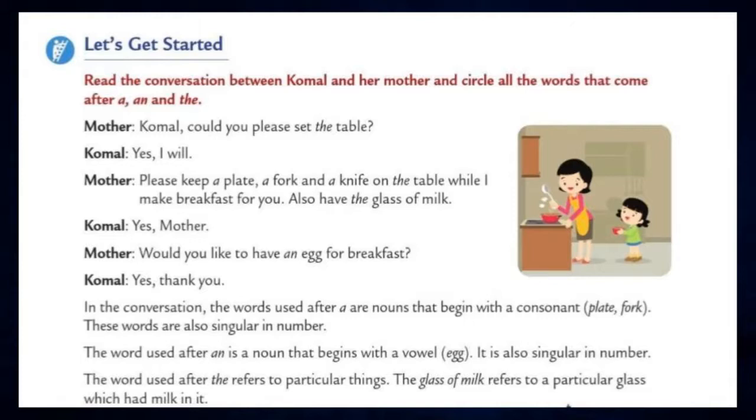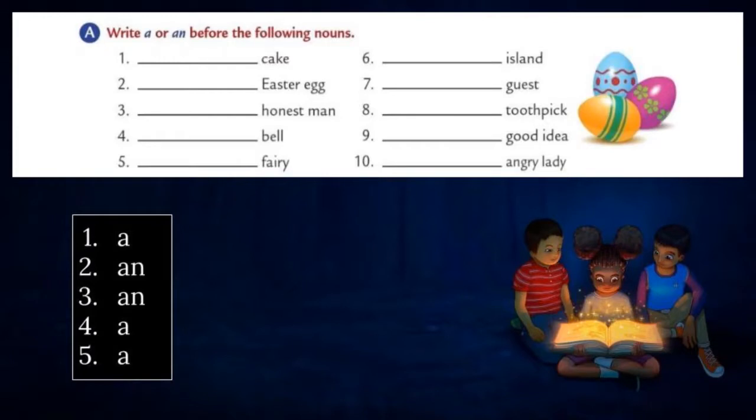And one more thing, words after a that begin with a consonant sound and are singular in number. The words after an are words that make a vowel sound, and are also singular in number. And the words after the refer to particular things. Okay, you should circle the words that come after a, an and the.